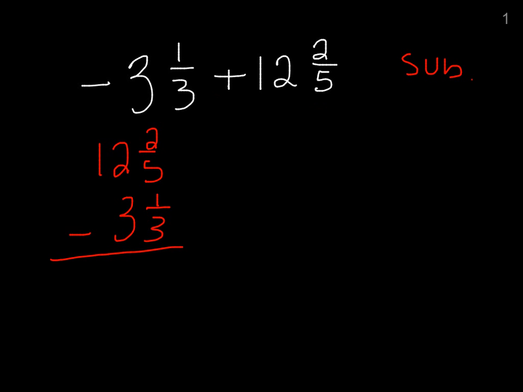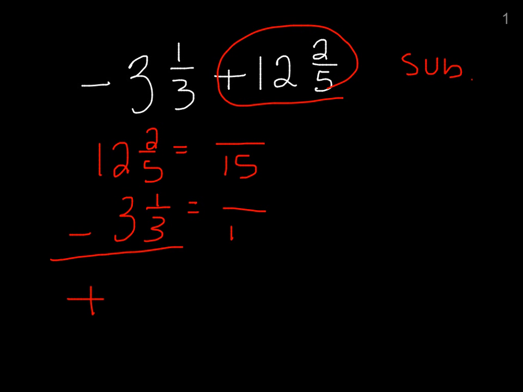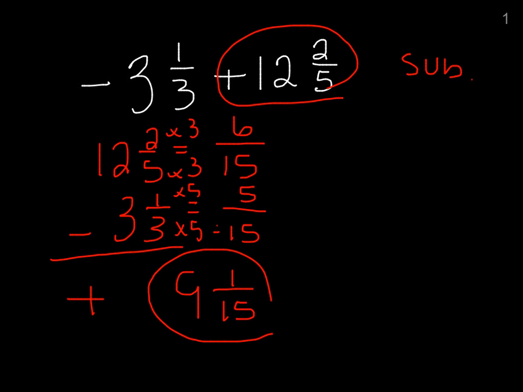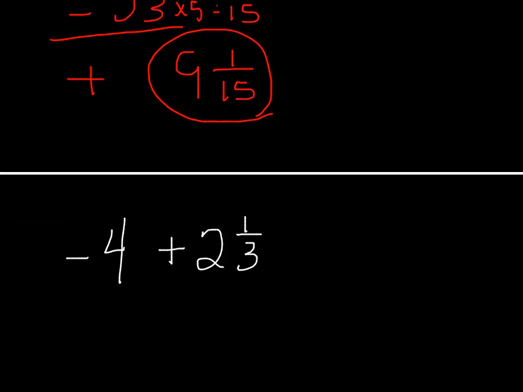Now I see that since I put the 12 and 2/5 on the top, my answer will be positive. I'm just going to go ahead and write that down so I don't forget it. We find a common denominator, which for 5 and 3 is 15. 5 times 3 is 15, so 2 times 3 is 6. 3 times 5 is 15, and 1 times 5 is 5. So subtracting there, 6 minus 5, you don't have to borrow, we get 1 over 15, and 12 minus 3 is 9. And since it's positive, that's our answer. Let's look at the next example.